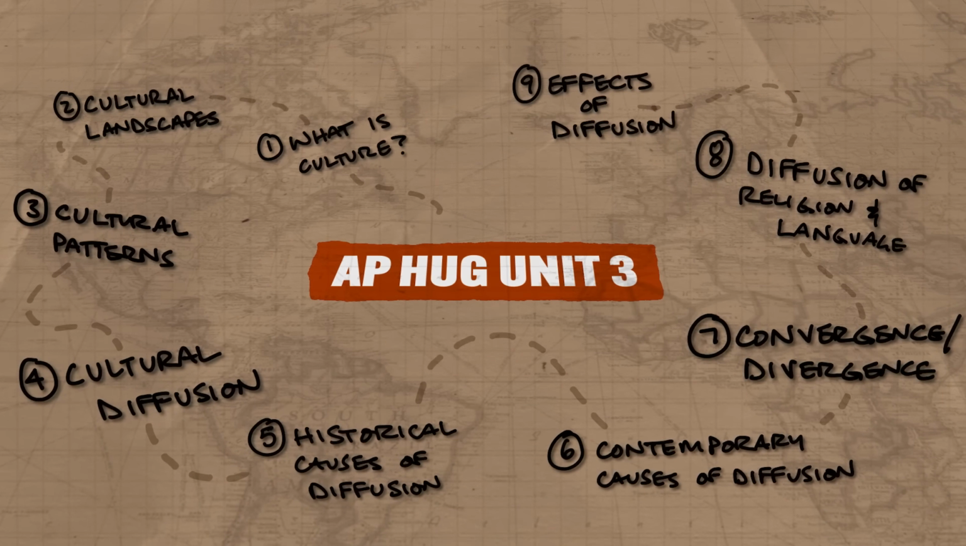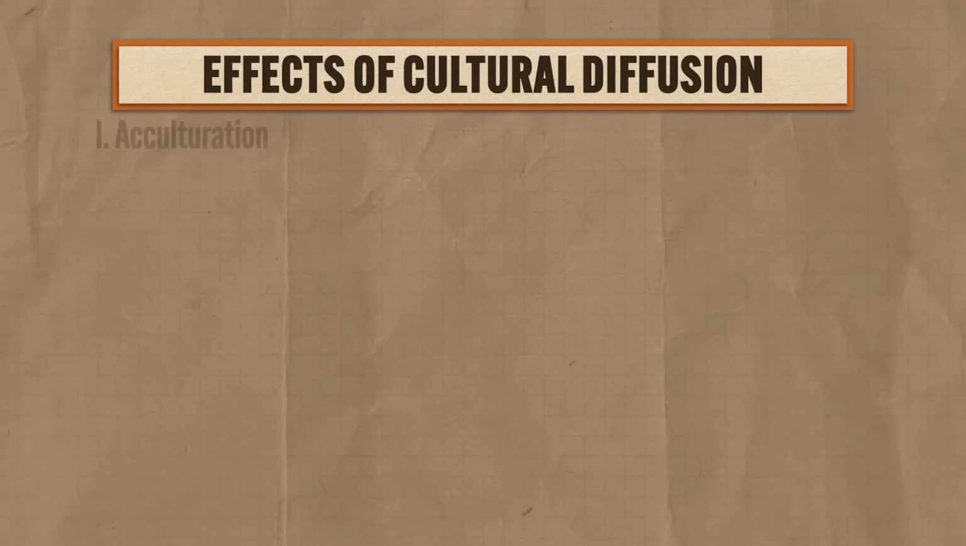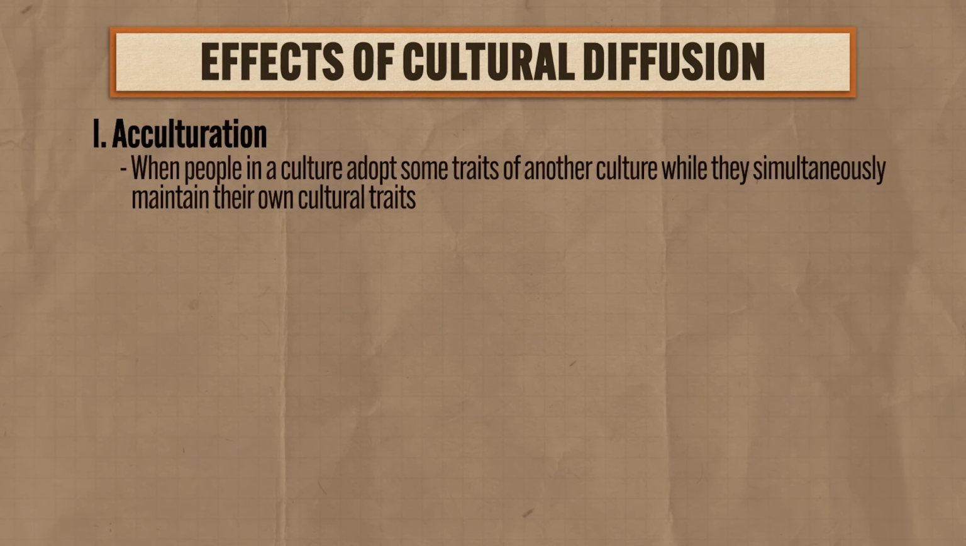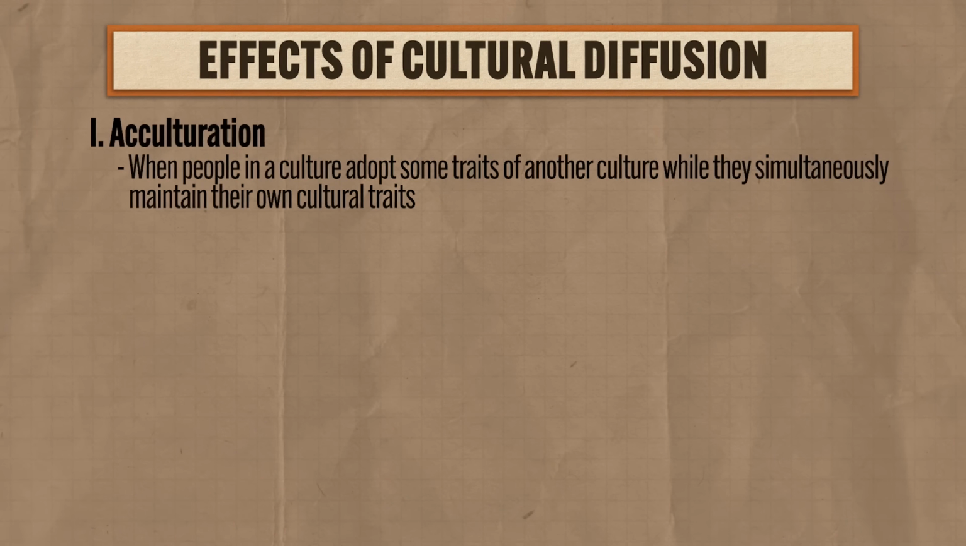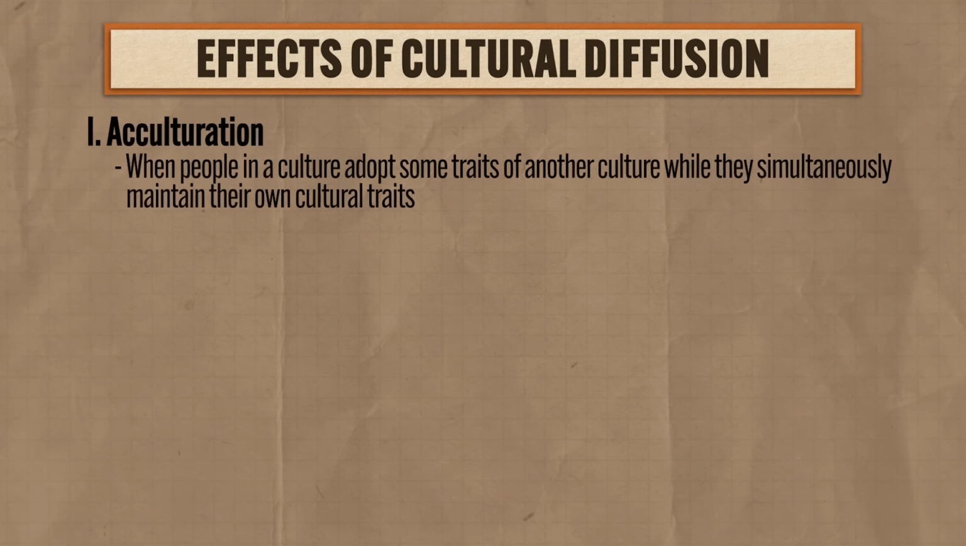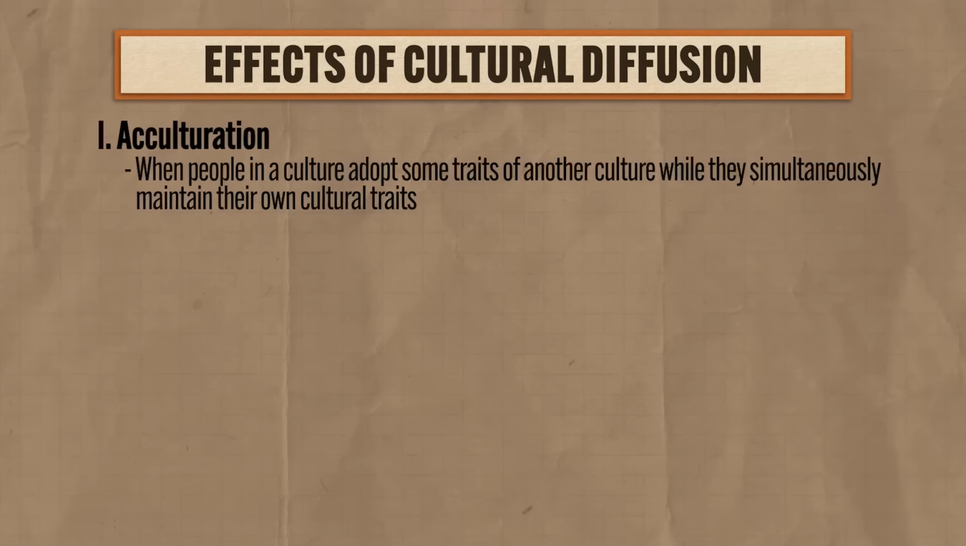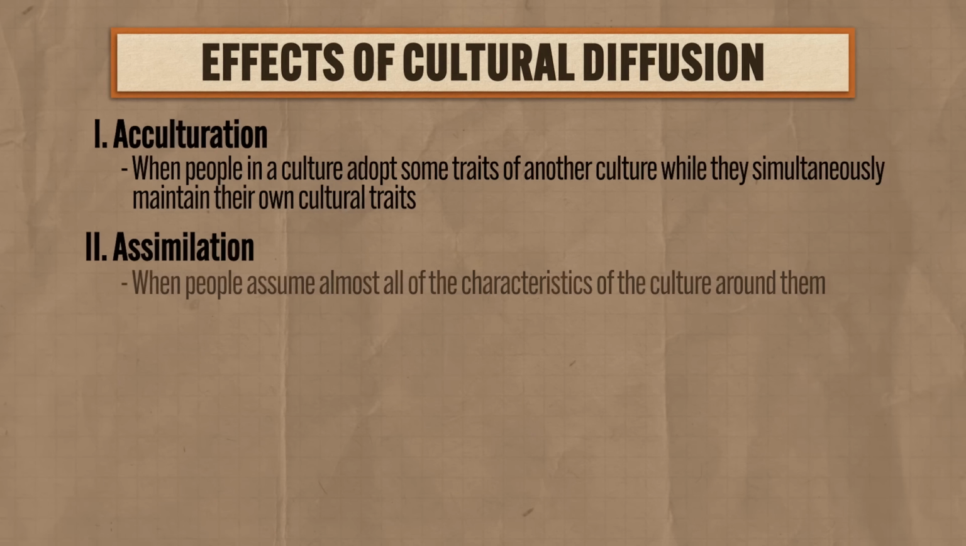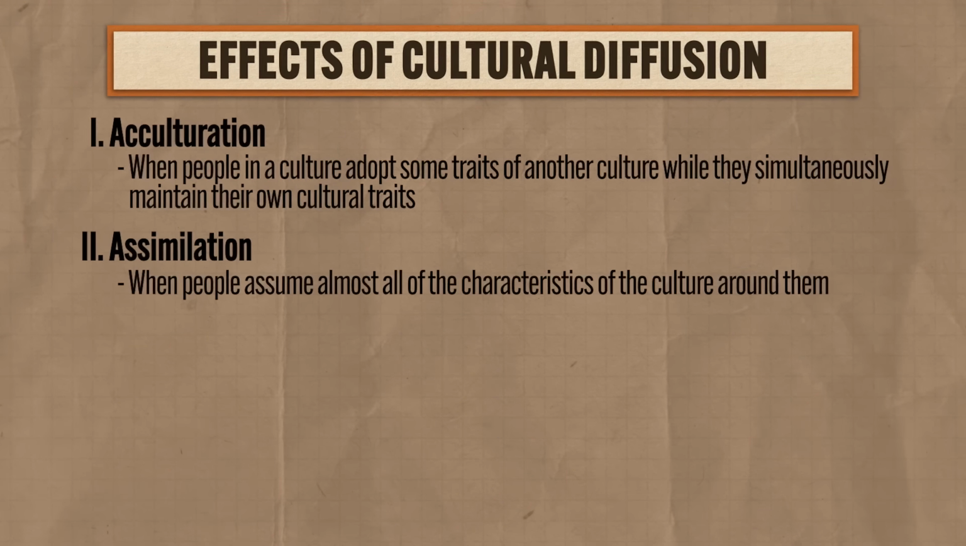Okay, now this is the last section of the unit. Stick with me here. All of these meetings of different cultures and diffusion of languages and religions can have four basic outcomes or effects. The first effect is called acculturation. This is when a people in a culture adopt some traits of another culture while they simultaneously maintain their own cultural traits. For example, immigrants may learn the language of the receiving country while speaking their native language at home among their family. The second effect is assimilation. This is when people assume almost all of the characteristics of the culture around them, and there are two flavors of assimilation you need to know.